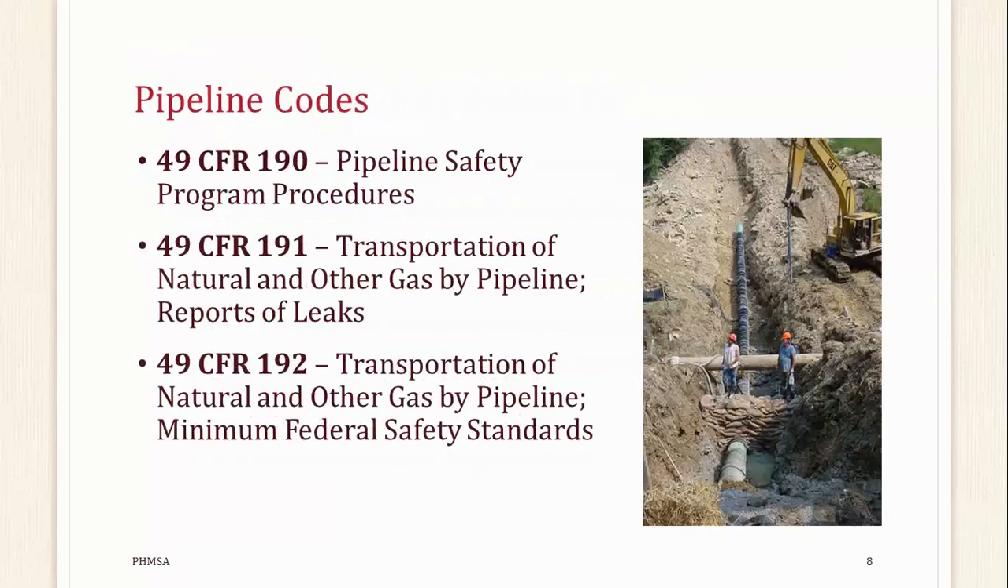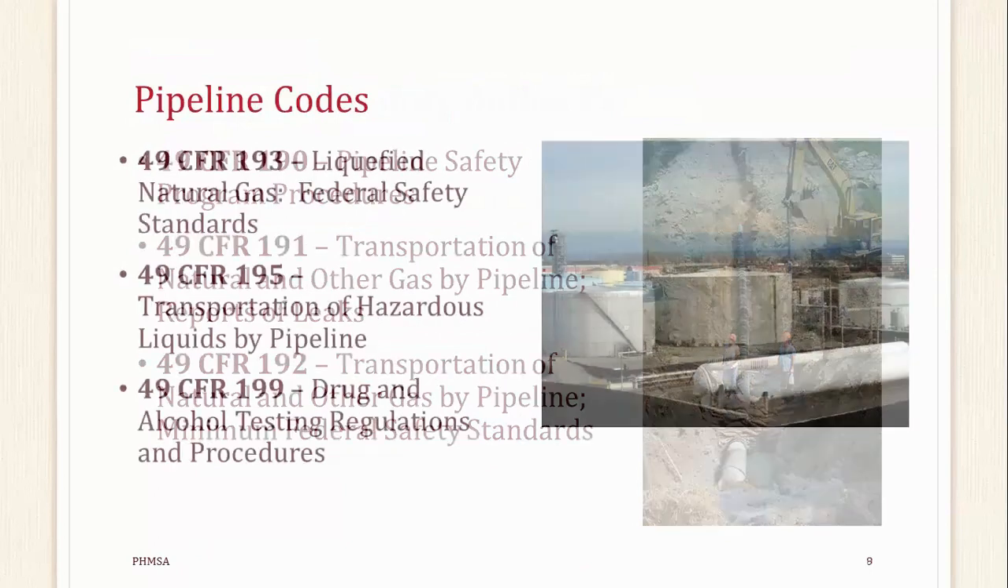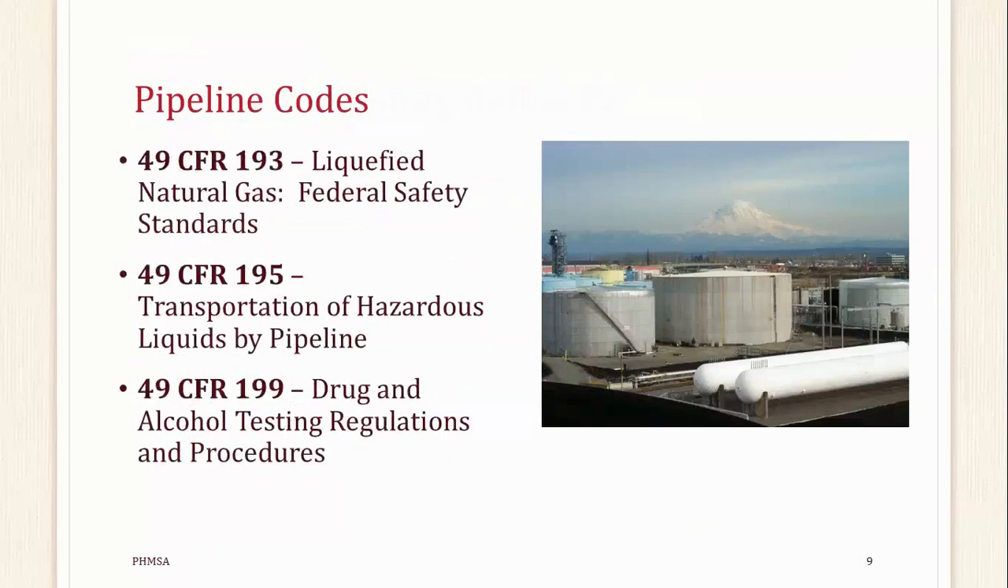Okay. Pipeline codes, this kind of breaks them down a little bit. 190 is the safety programs. This is state programs, investigator rights, your rights as operators. 191, transportation of natural and other gas pipeline, and this is your reports. So your yearly reports, your leaks, things like that. Of course, 192 is natural gas. Anything to do with natural gas is in that section, also propane. LNG is 193. 195 is liquids, and then, of course, 199 is your drug and alcohol programs. Okay? Most of y'all are probably only going to be interested in 190, 191, 192, and 199 for this session.